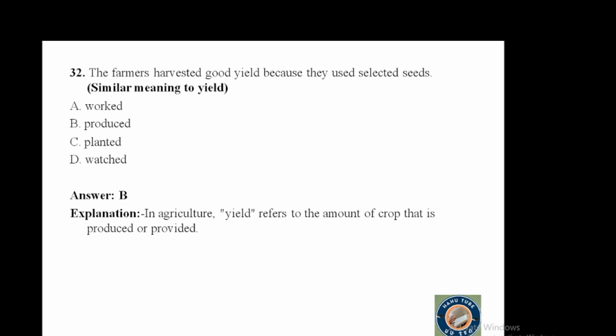Question number 32. The farmers harvested good yield because they used selected seeds. Similar meaning to yield is A. Worked. B. Produced. C. Planted. D. Watched. The answer is produced. In agriculture, yield refers to the amount of crop that is produced or provided.